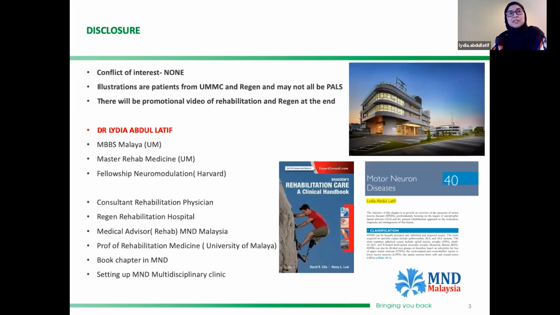All right, just for disclosure, I have no conflict of interest. The illustrations, or the gambar, photos of patients are from UMMC as well as Regen, and may not all be PALs. And there will be a very short promotional video of rehabilitation and Regen at the end.